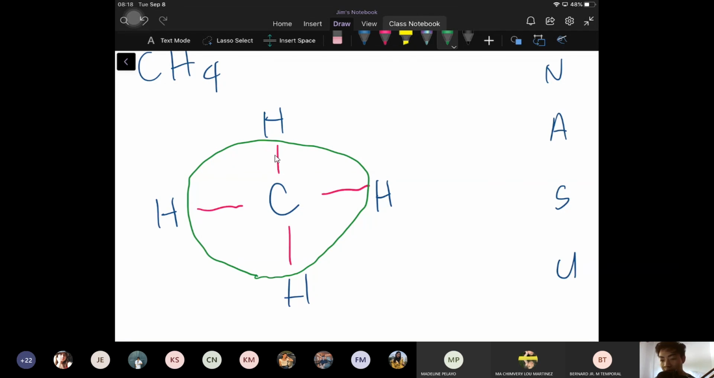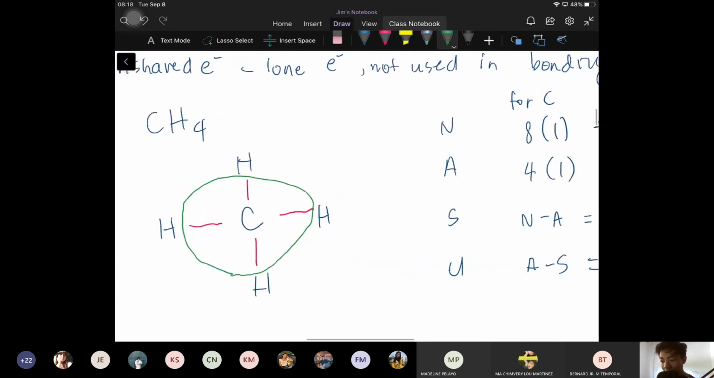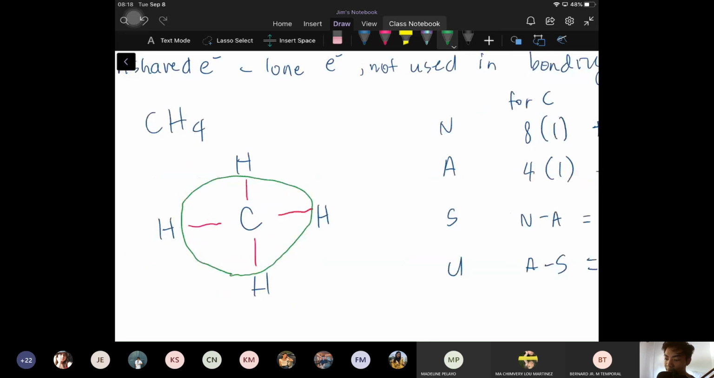Again, pag may isang line that corresponds to 2 electrons. So, how many electrons are there around the carbon? 2, 4, 6, 8. So, is the Octet Rule satisfied? Nasatisfy ba natin yung needed na 8? Yes po, kasi we have 8 electrons around carbon. So, yan. So, that means okay tayo dyan. How about hydrogen?